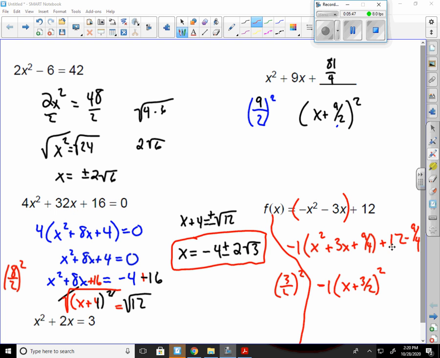And then if I'm doing 12 over, I've got to get a common denominator of 4. So that's going to give me 36 over 4. Sorry, 48 over 4. 12 times 4 is 48. 48 minus 9 gives me 39. That was a struggle. Plus 39 over 4. Now when it wants to know my vertex, it's the opposite side of this one. It would be negative 3/2. And then that one stays the same.